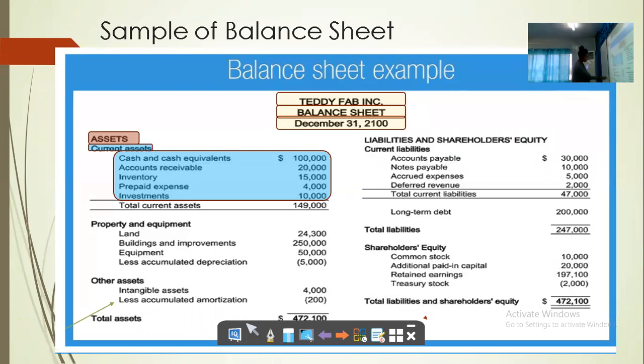Land. What about other assets? Land, it's all part of it? Yes, it will be a part of it. Okay? There are only two groups that the assets will be divided into: current assets and long-term assets.